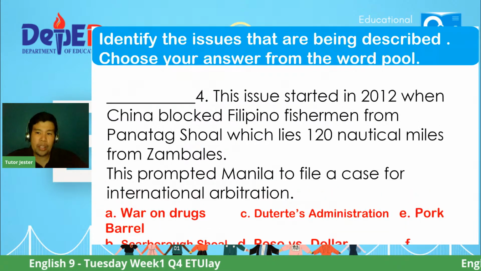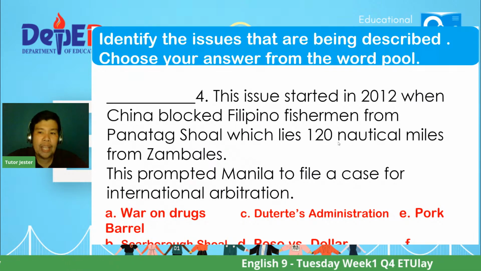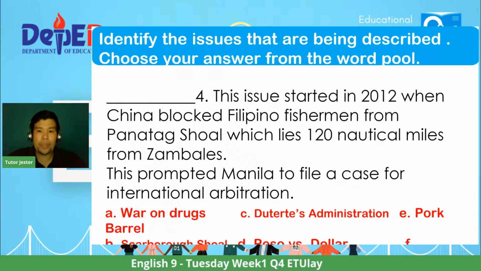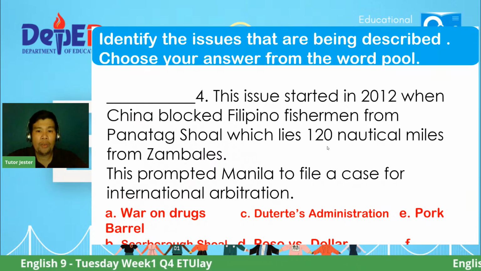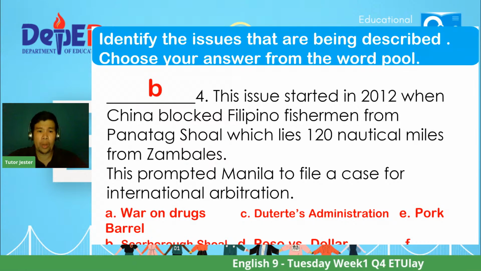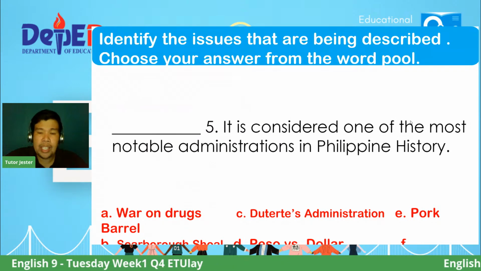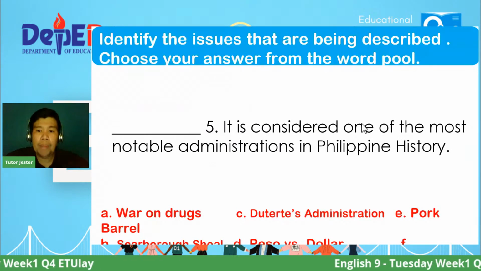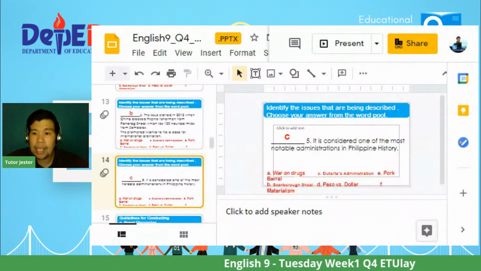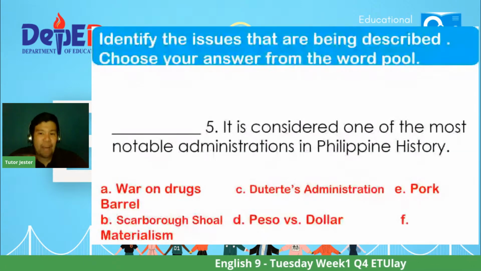This issue started in 2012 when China blocked Filipino fishermen from Panatag Shoal, which lies 120 nautical miles from Zambales. This prompted Manila to file a case for international arbitration. It's letter B, the Scarborough Shoal. Learners, familiarize yourselves naman with these topics kasi as a Filipino citizen, dapat alam natin yung mga bagay na katulad nito para sa ganon, meron tayong masasabi with a certain issue. Kung meron tayong mga debate in school, if we have panel discussions, alam natin ang dapat nating gawin.